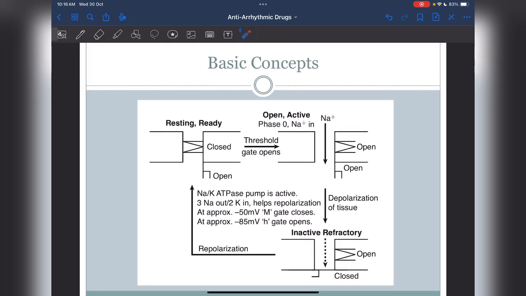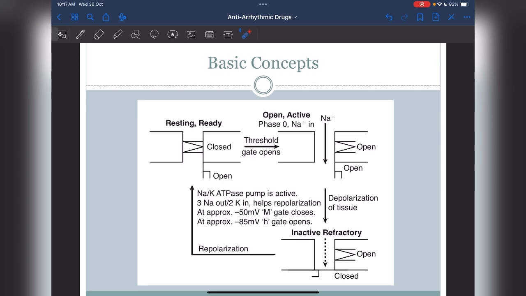Okay, so let's understand how sodium channels work. In sodium channels, there are actually two types of gates: an M gate and an H gate. It's a very good diagram that I have taken from Kaplan. In the resting state, the M gate is closed and the H gate is open. You need to understand this. So effectively no sodium ions can come inside because the M gate is closed. The channels are essentially closed, so the conductance of sodium, G sodium, is essentially zero.